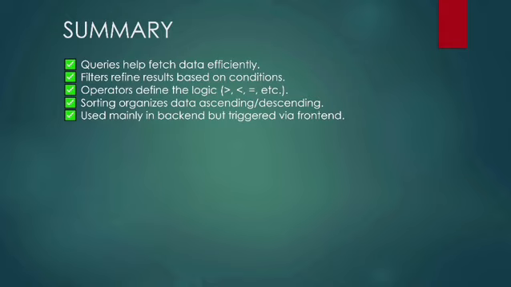Queries help to fetch data efficiently, and filters refine the results based on conditions, and operators define the logic: greater than, less than, equal to, etc. And sorting organizes the data in ascending or descending order. It is used mainly in the backend but triggered via the frontend. And the real-world use cases: e-commerce filters products by price, category, and brand. Social media sorts posts by latest or most liked. And an admin dashboard filters by role and status.